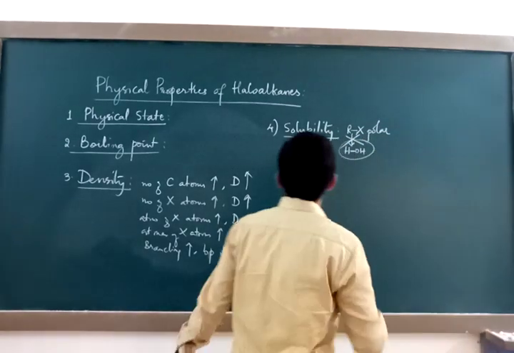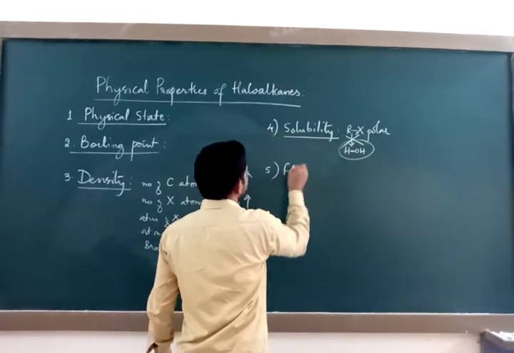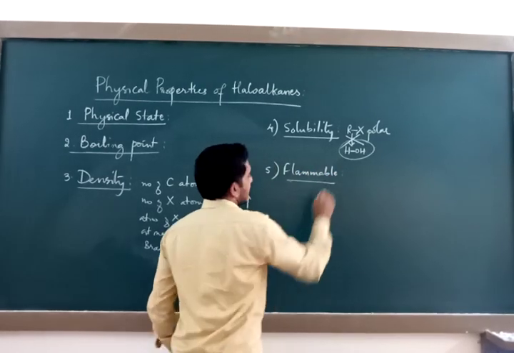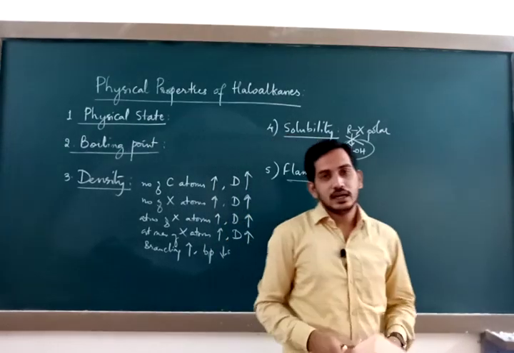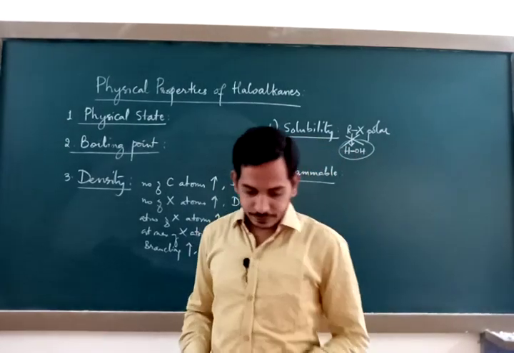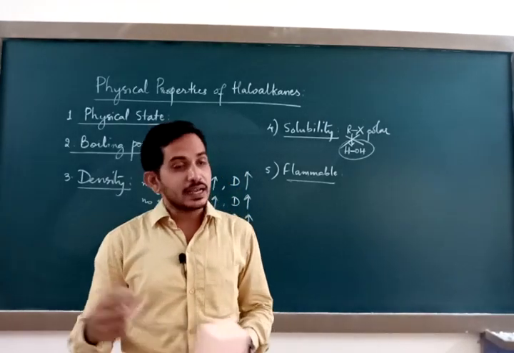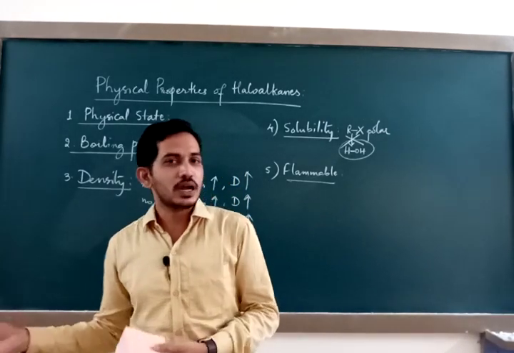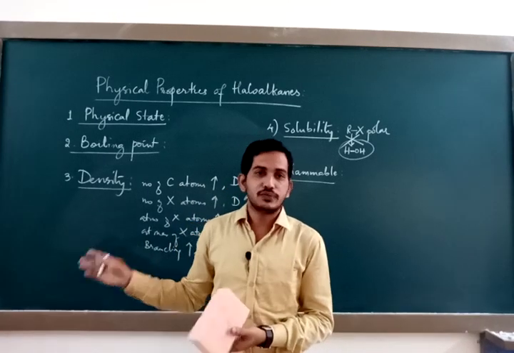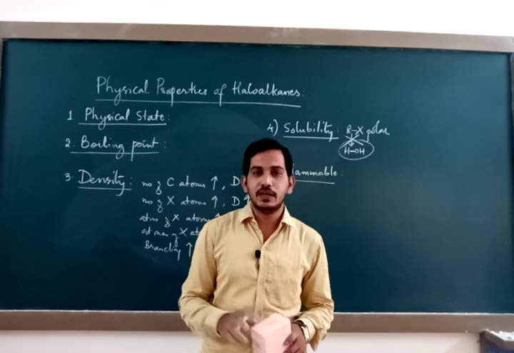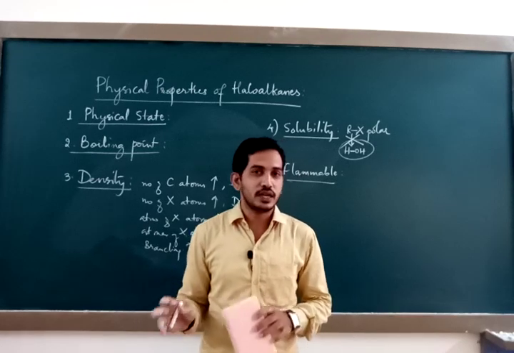The last property is their flammable nature. Haloalkanes are highly non-flammable, or you can say they are less inflammable than corresponding hydrocarbons. We know that hydrocarbons are flammable, so they are used as fuels. But haloalkanes are less inflammable when compared to their corresponding hydrocarbons.